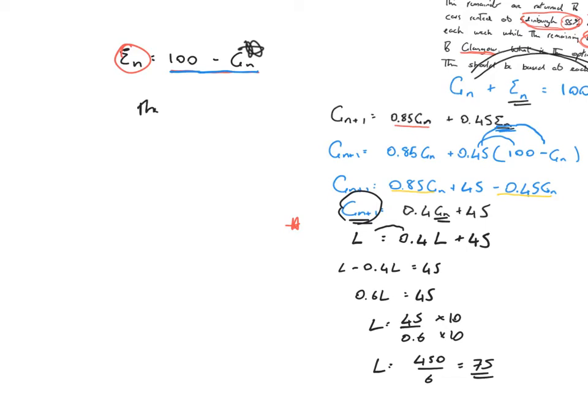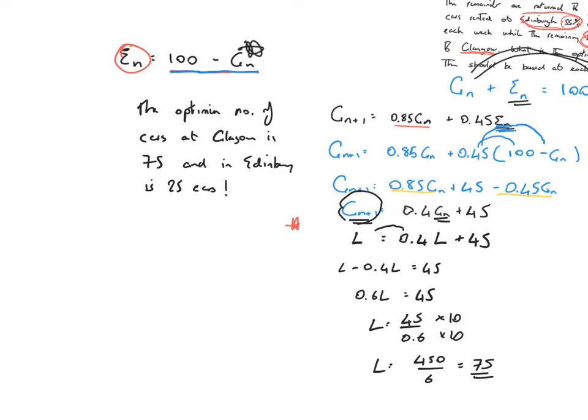So the optimum number of cars at Glasgow is 75, and in Edinburgh, that's dead easy because if there's 100 cars altogether and 75 are going to Glasgow, then 25 must be going to Edinburgh, and in Edinburgh is 25 cars. Okay, that's the question done.